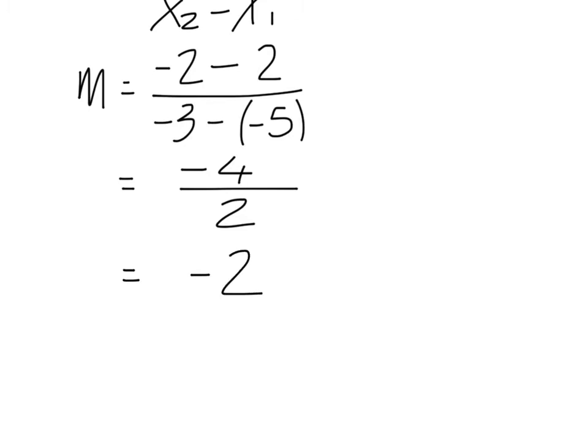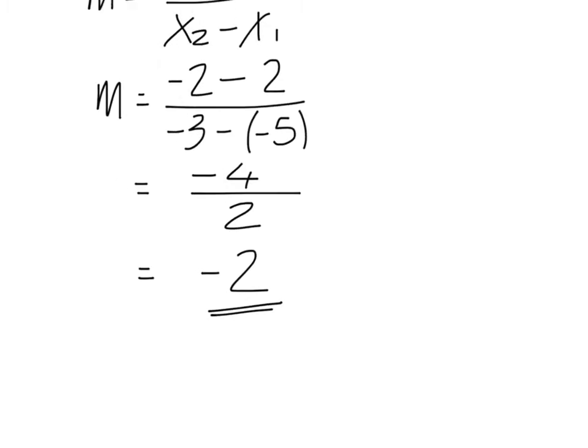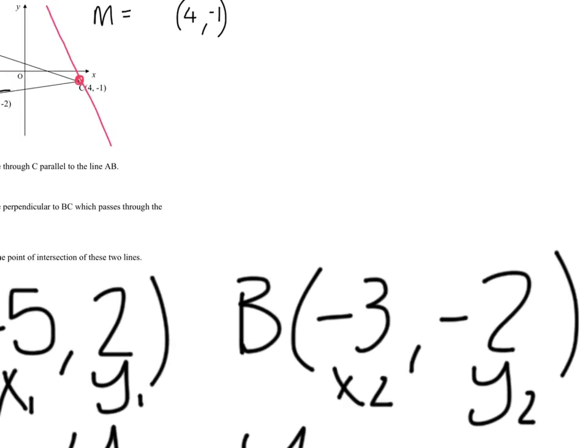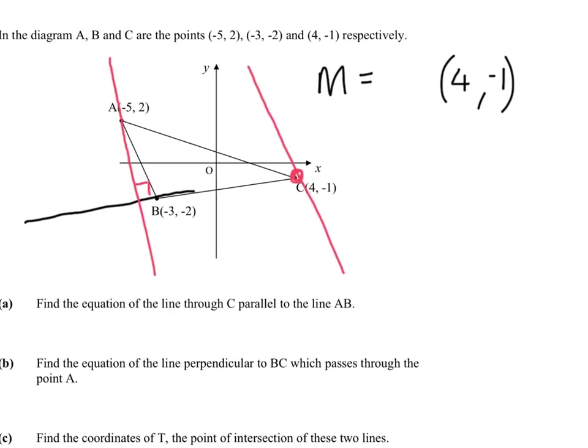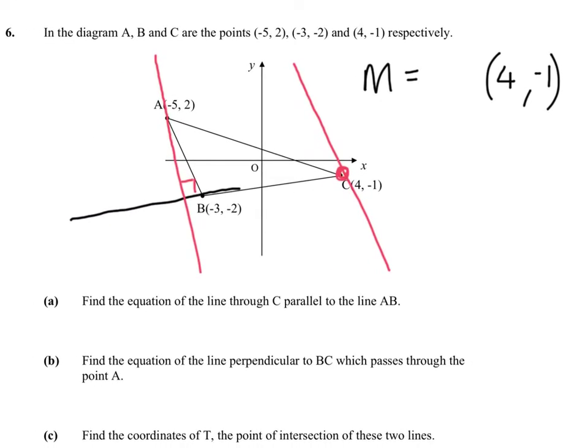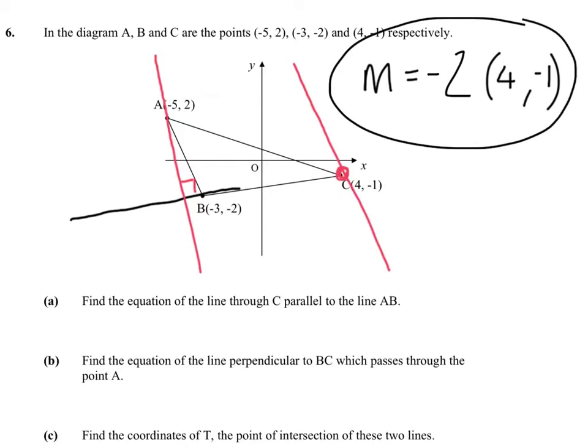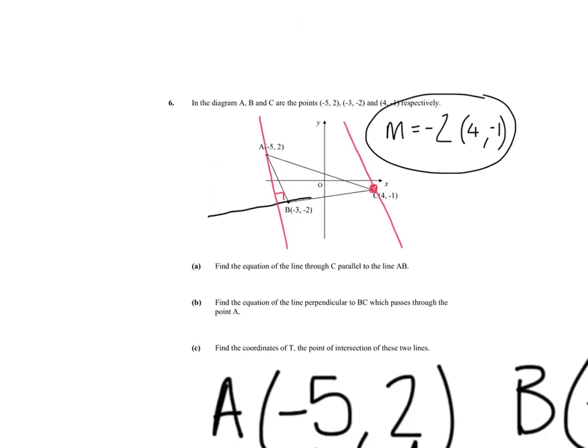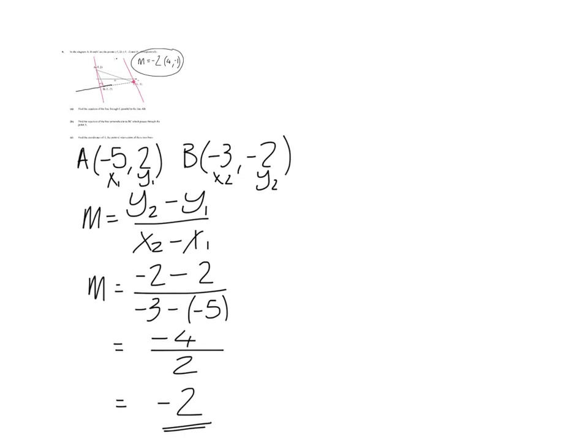So that means the gradient of the line AB is negative 2, which means that the gradient of the line we're looking for is also negative 2. So we'll put that back in up here. So the one we're looking for, the gradient is negative 2 also, because it's parallel. What we need to do now is take our point and our gradient and put them into the equation of a straight line formula. So we'll give ourselves a bit of room again. We'll do it over here.